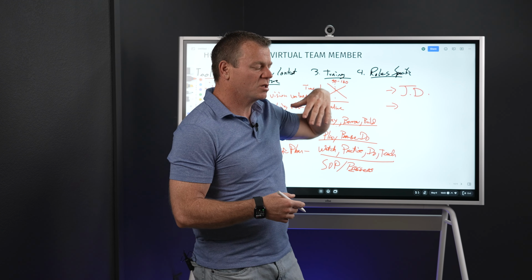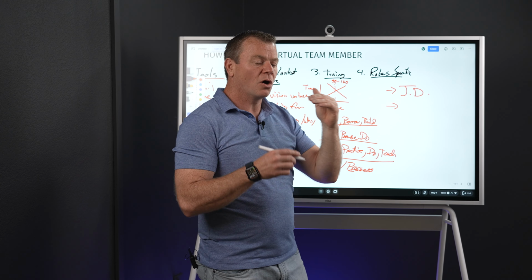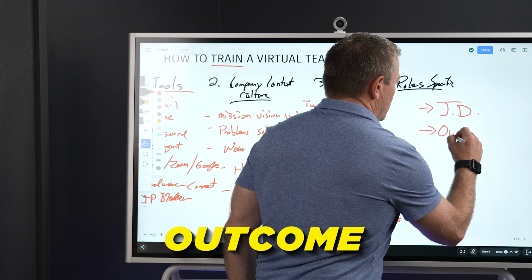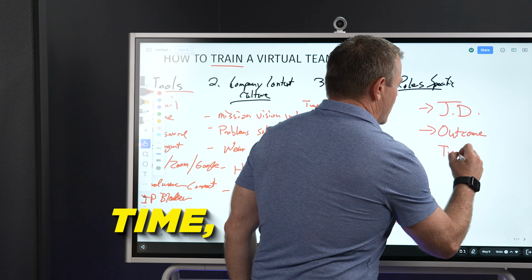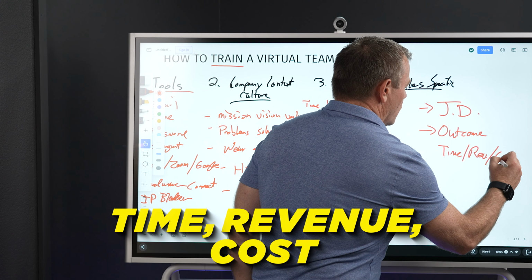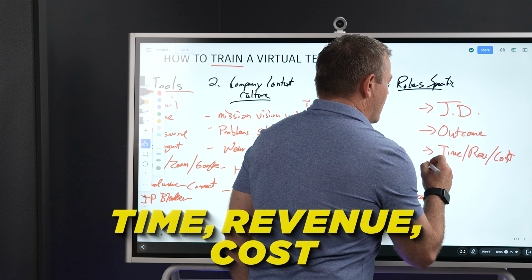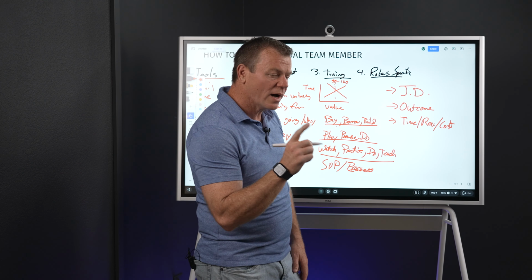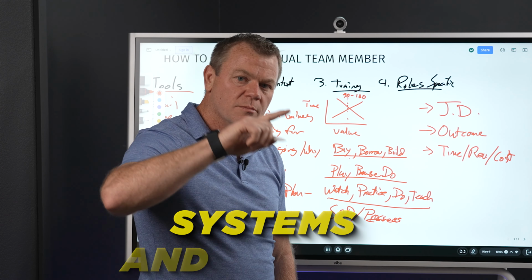And so your job description has to talk about the doing, but also the outcome. And again, it's usually time, revenue, or cost, reducing cost. Those are the three outcomes. The next thing is, do I have a defined system and process?